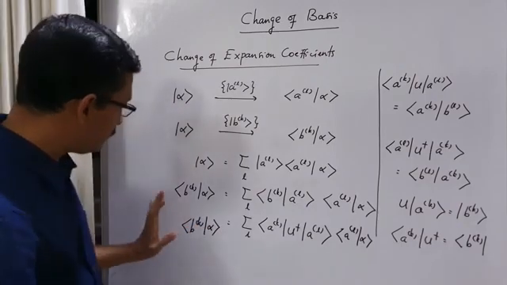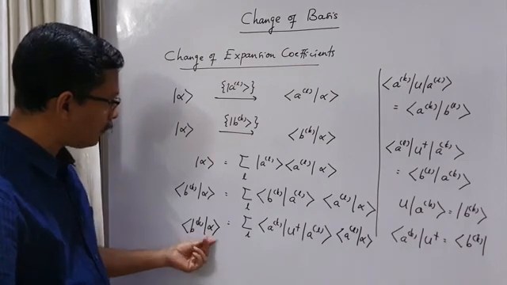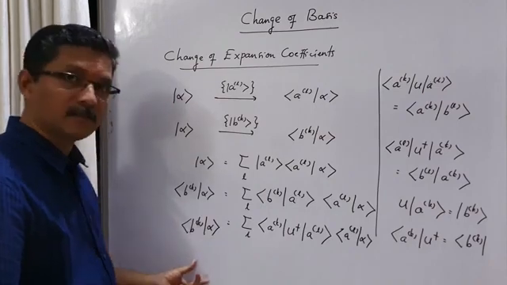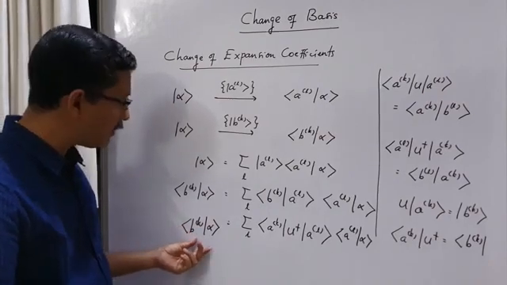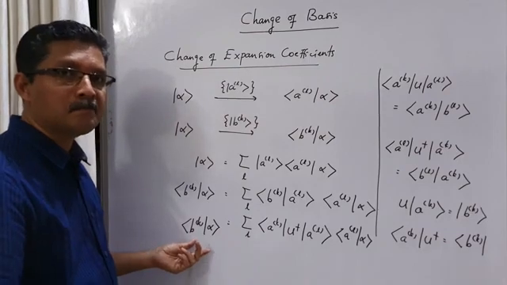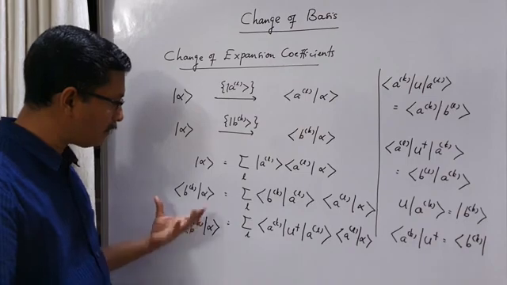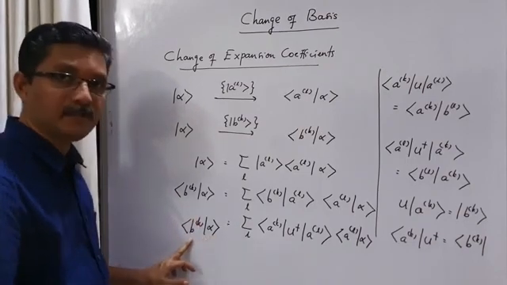Okay, now look at this. What is this term? These are the components of ket alpha in the new basis. This is a column vector. If it's an n-dimensional space, this is an n by 1 vector. N rows and a single column. So this is a column vector. So this column vector gives the components of alpha in the new basis B_K.